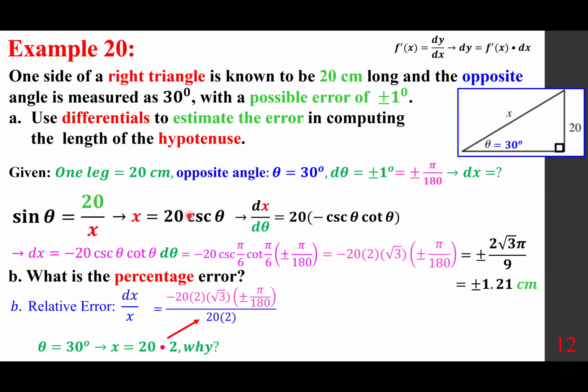And so you simplify everything, you get plus minus the square root of 3 pi over 180. This is the exact answer, and you put it into a calculator, roughly plus minus 0.03 or plus minus 3%. That's the relative error or percent error.